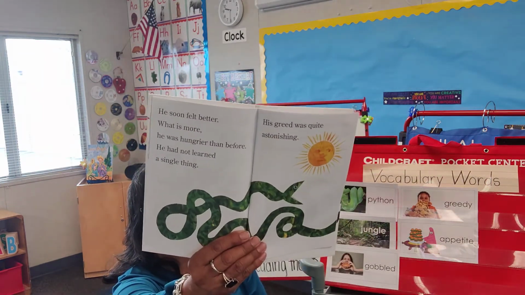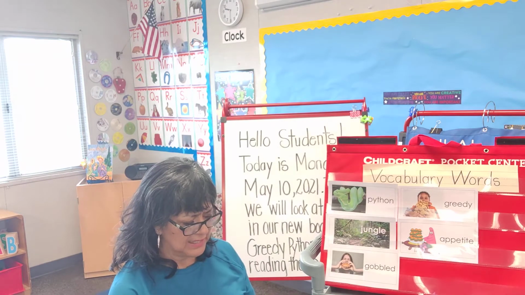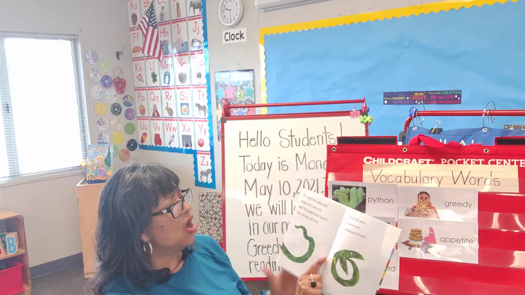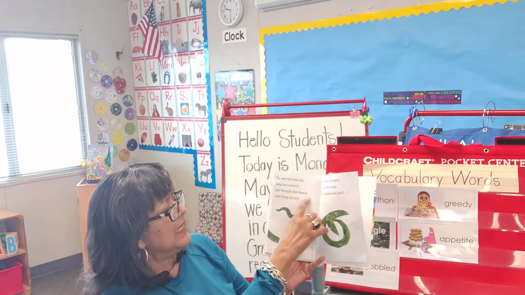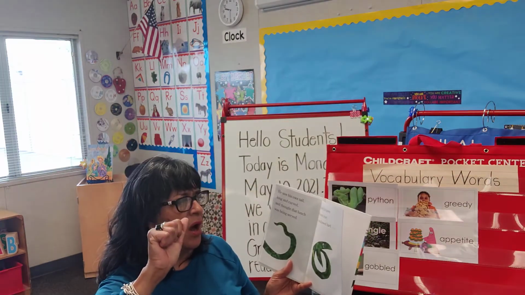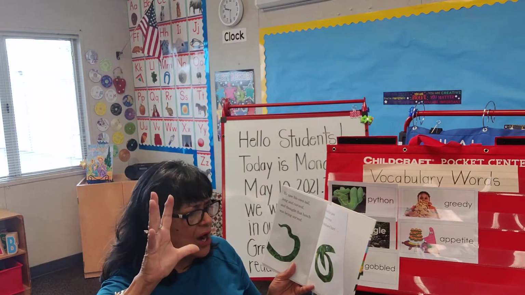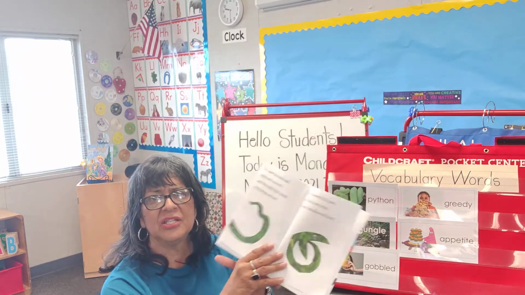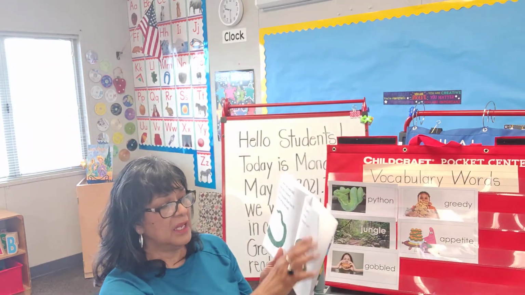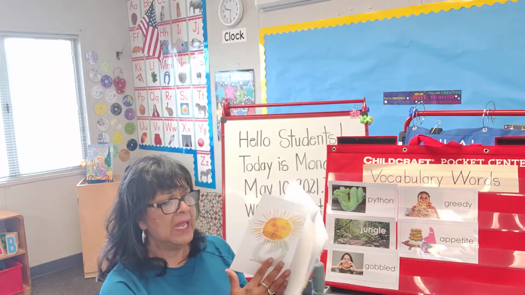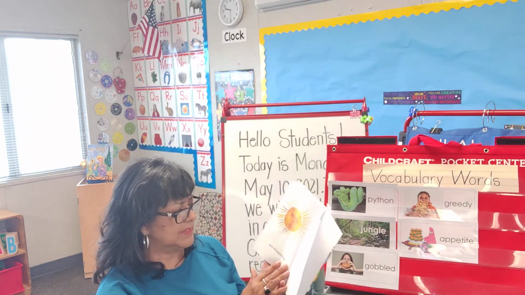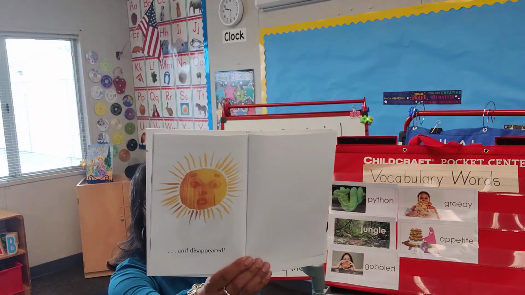Uh-oh. That python didn't learn a lesson, did he? No, I don't think so. He saw his own tail, long and curved, and thought that lunch was being served. He closed his jaws on his own rear, then swallowed hard. He began to swallow himself. Very good. He thought it was another snake. And he was over there at the end. The tail came over and he went, oh, and swallowed himself and disappeared.